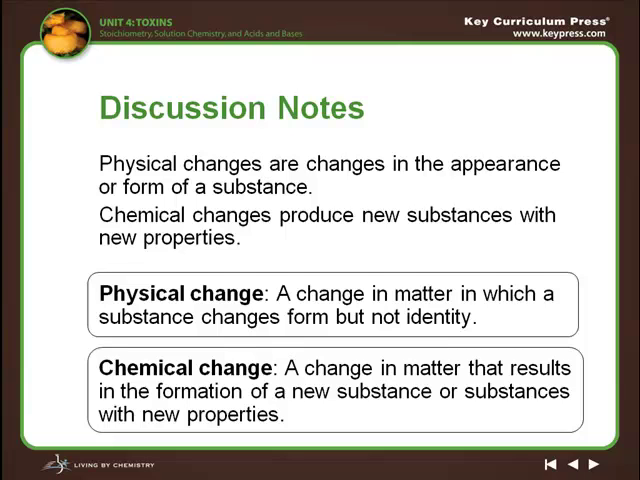Now, in this lab, we saw a number of different changes. There are two types of changes we could have seen in any of these chemical reactions. One is called physical changes. These are changes in the appearance or form of a substance. Chemical changes produce new substances with new properties. So a physical change is a change in matter in which a substance changes form but not identity. It has the same formula, but something about it changes. Maybe it goes from a solid to a liquid, or a liquid to a gas, or aqueous to a solid, or something like that. Or maybe it just gets ripped in half. That would be a physical change as well.